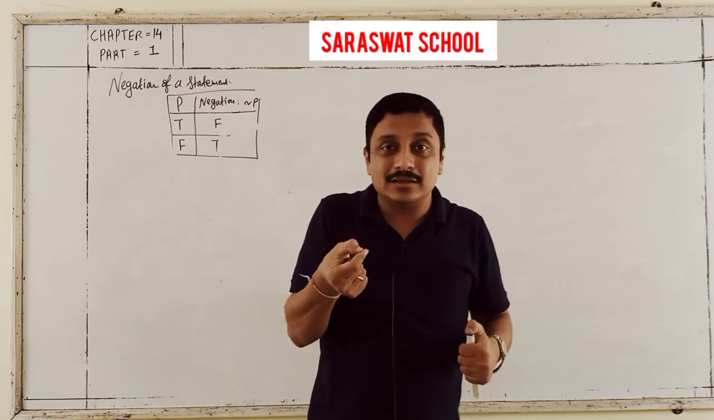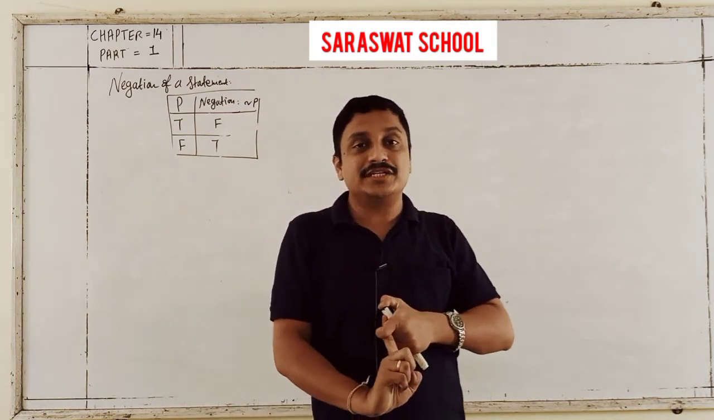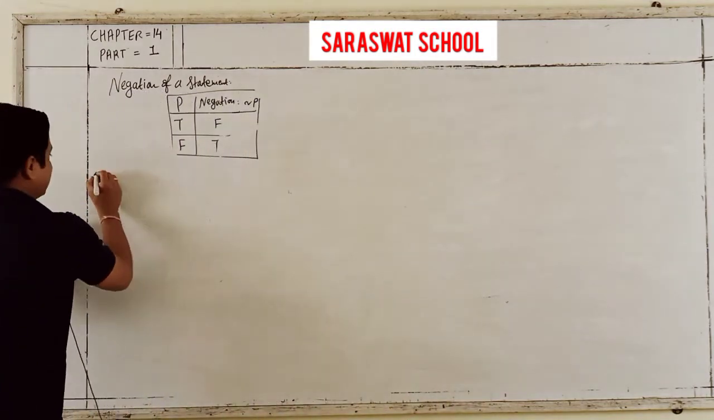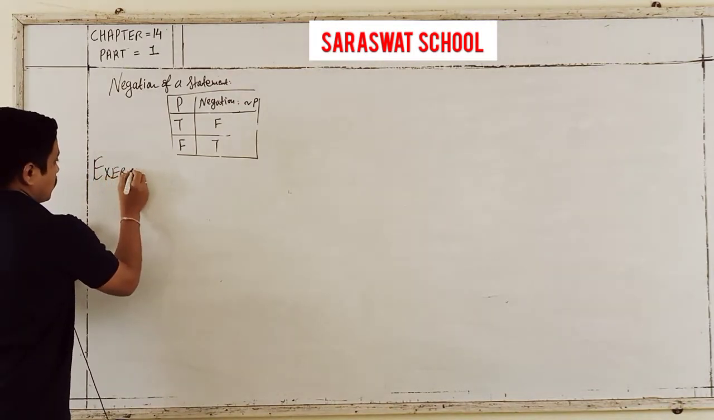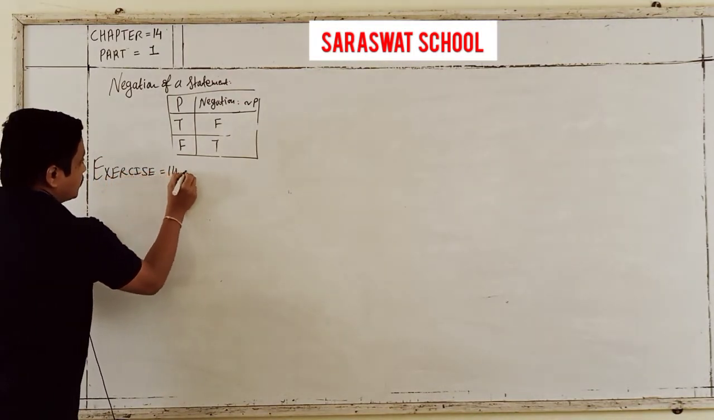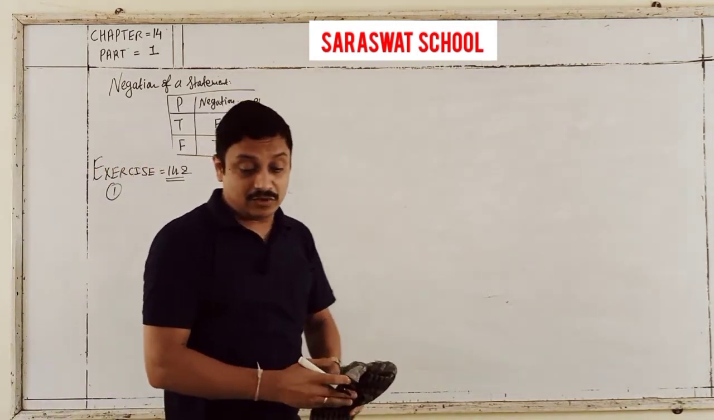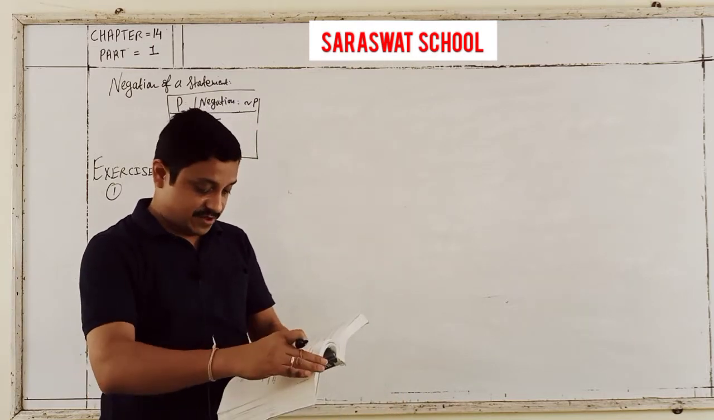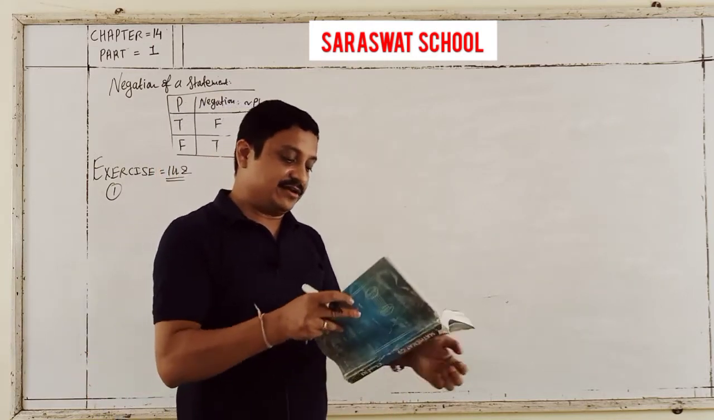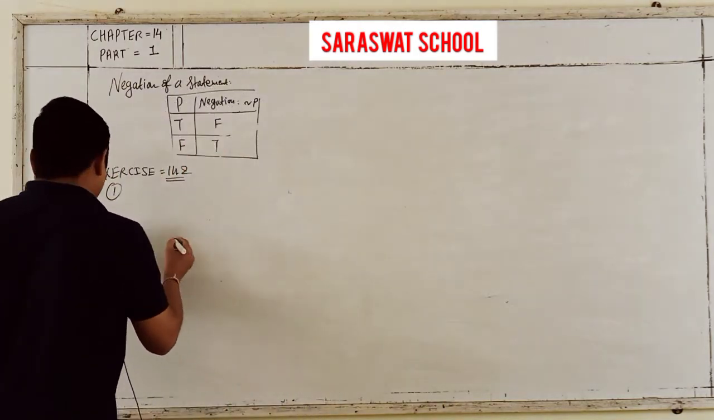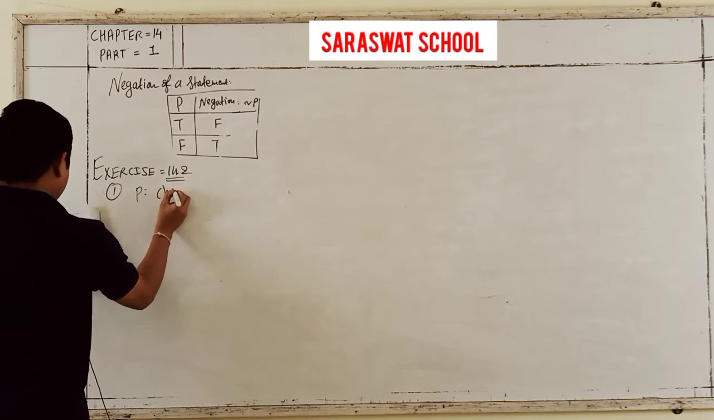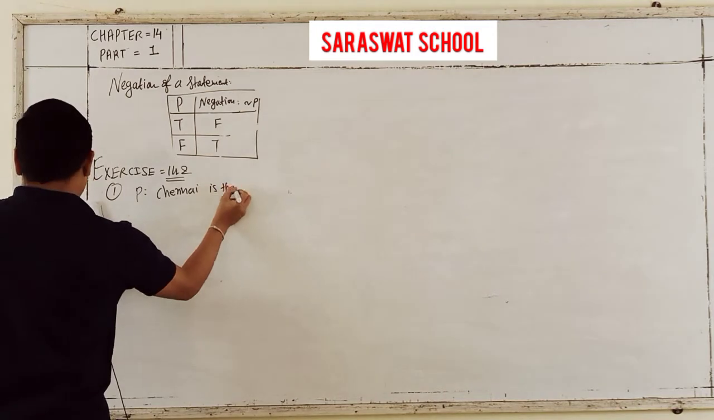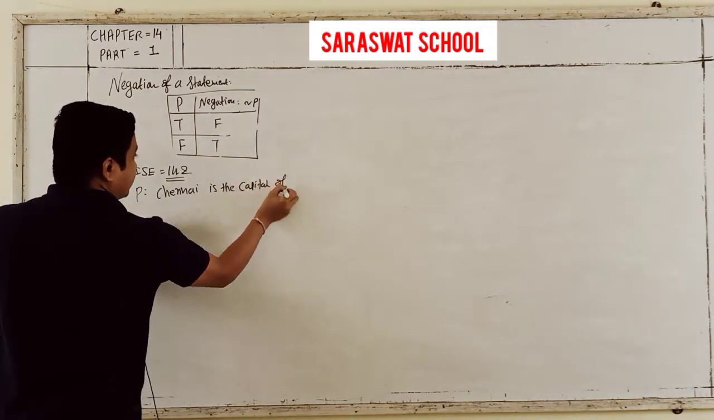Similarly, Delhi is the capital of India. So negation: Delhi is not the capital of India. Yes, with that type we go ahead. Our exercise 14.2. Convert the given statement into the negation statement. Very easy and simple way, going ahead. Write the negations. First, Chennai is the capital of Tamil Nadu.